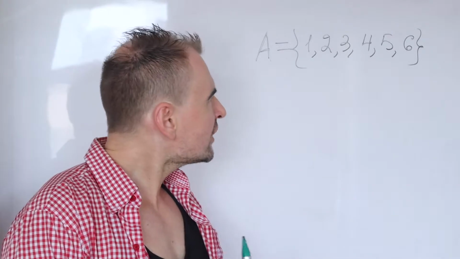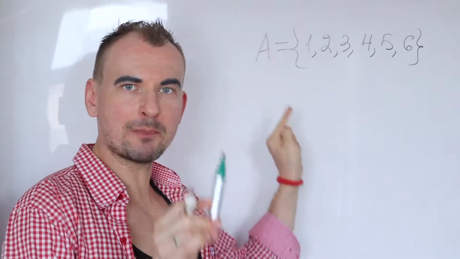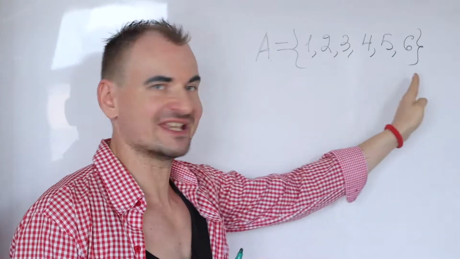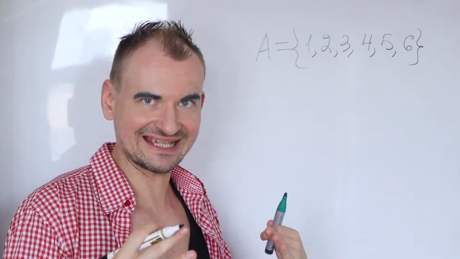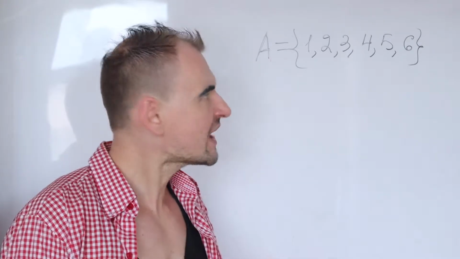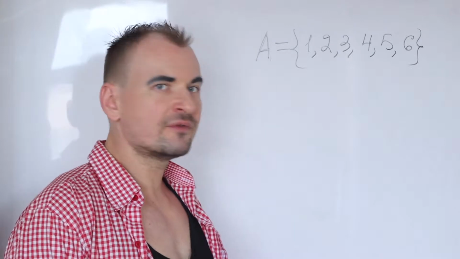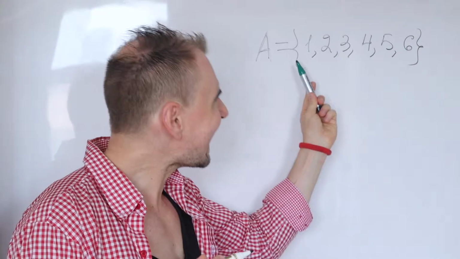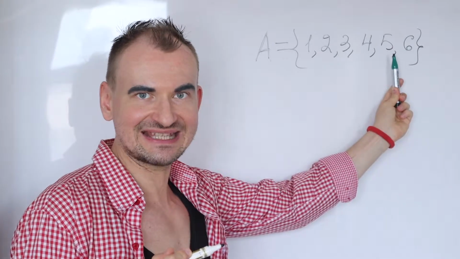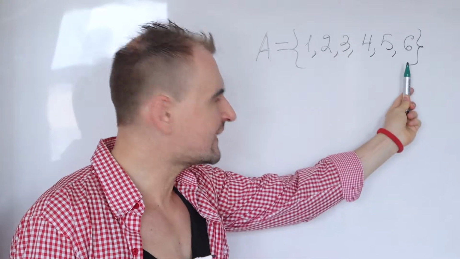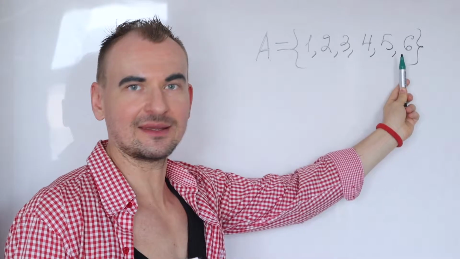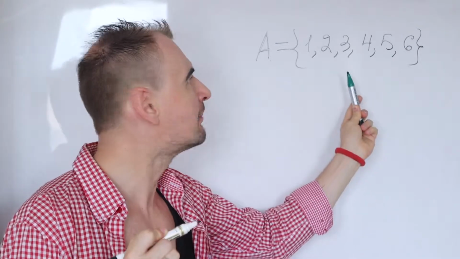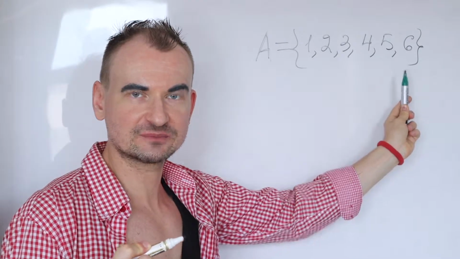Typically, we use the curly brackets or the braces to write sets explicitly. And typically, we enclose the elements of the set within these braces, and they are separated by commas.